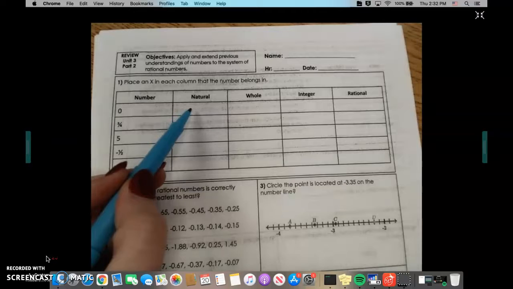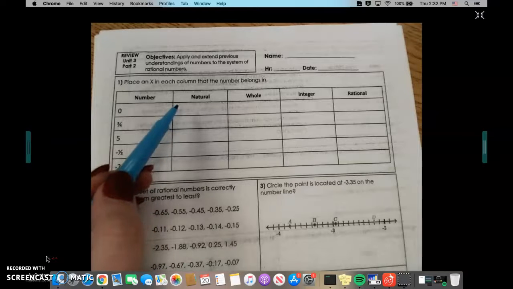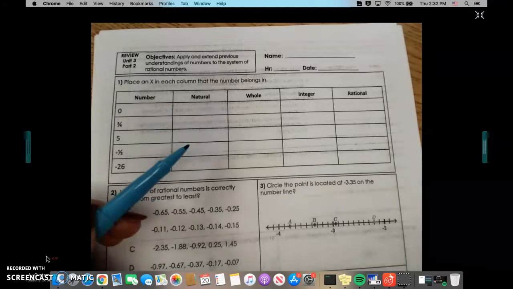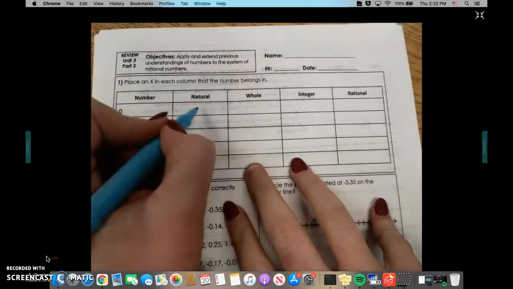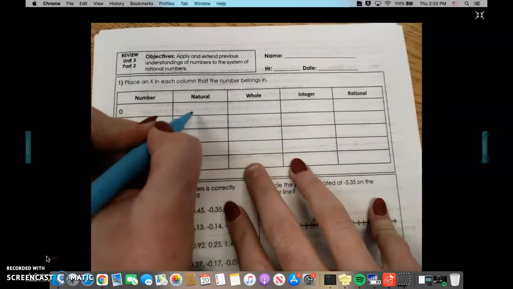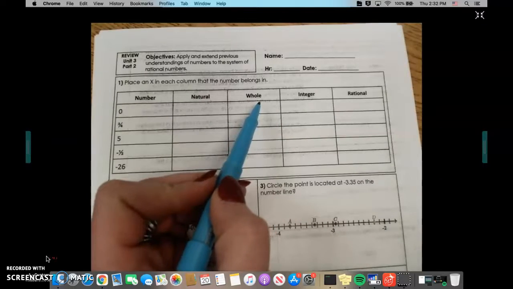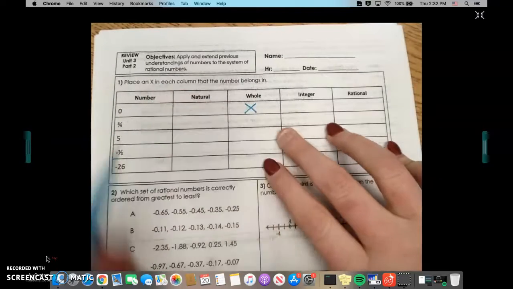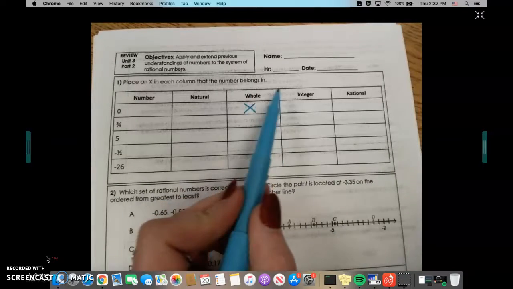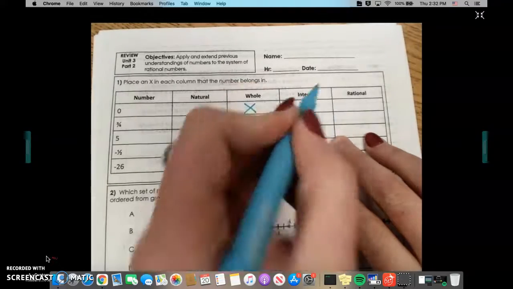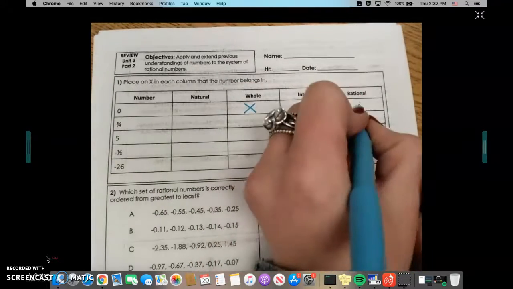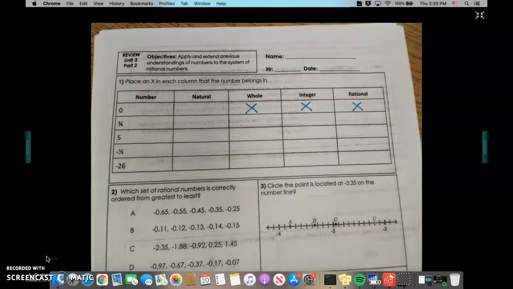The first one is natural. Natural numbers are numbers that you can count on your fingers and your toes that you naturally start with. So when we start counting on our fingers and our toes, we start with the number 1. So 0 is not a natural number, so we want to leave that one blank. Whole numbers are natural numbers and 0, so we do want to mark that one. If a number is a whole number, then it's also an integer. And if it's an integer, then it is also a rational number. So the only 3 X's you should have on the first one are whole, integer, and rational.